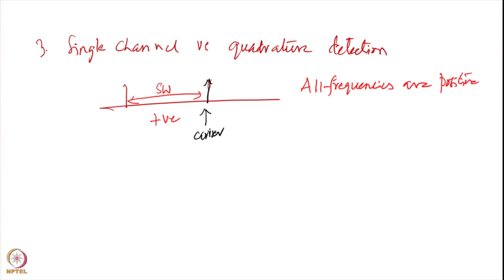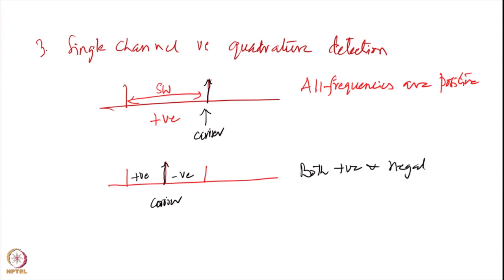Okay, suppose I do an experiment where this is again my same spectral width here. If I bring my carrier here, what that means is I have positive frequencies here and negative frequencies here. Okay, so we have both positive and negative frequencies.